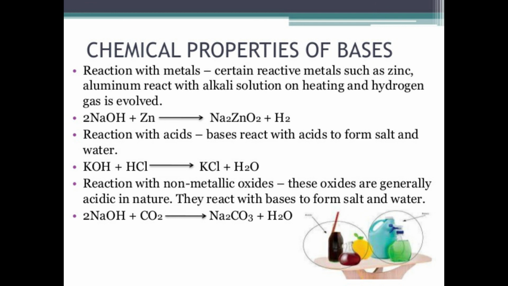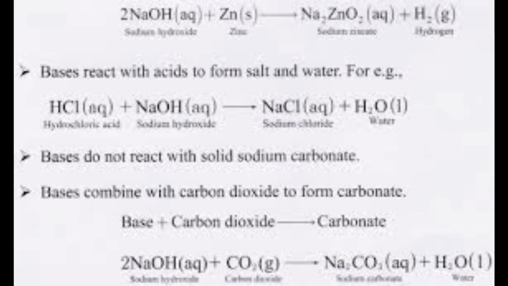Sodium zincate is a salt formed by the reaction between sodium hydroxide and zinc metal. Zinc is present as part of a negative ion in the zincate ion, ZnO2 2 minus. It is an anion. It is very important to note that all metals do not react with bases to form hydrogen gas. Bases react with acids to form salt and water.